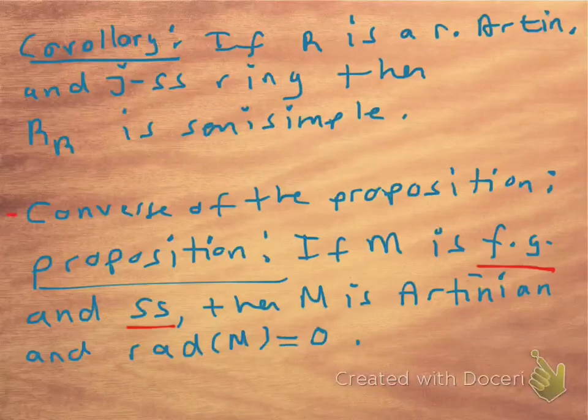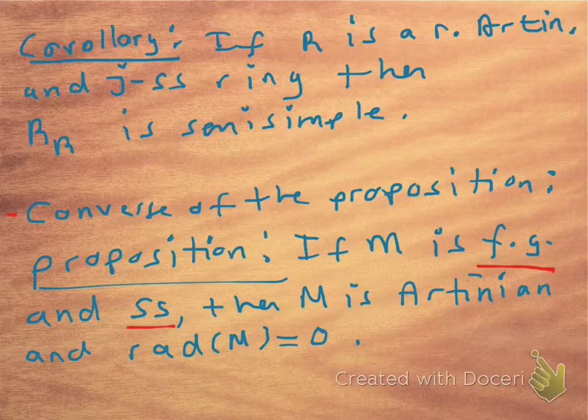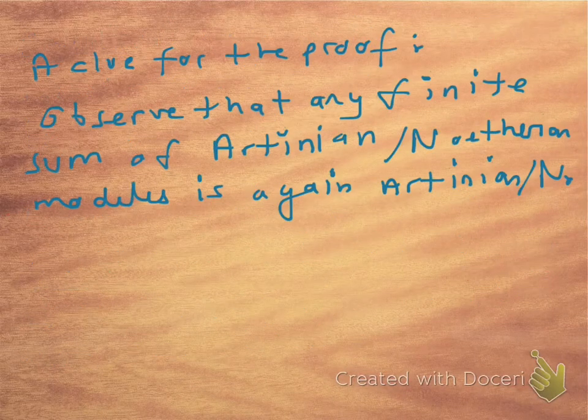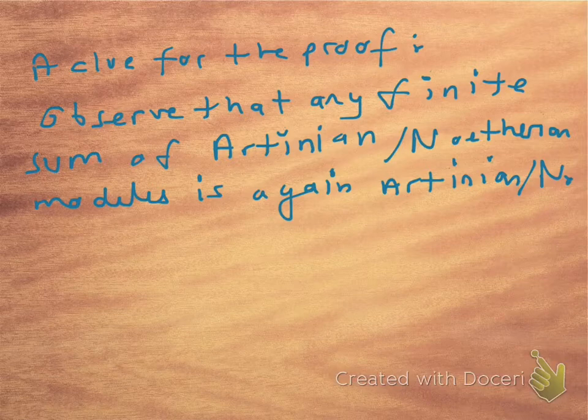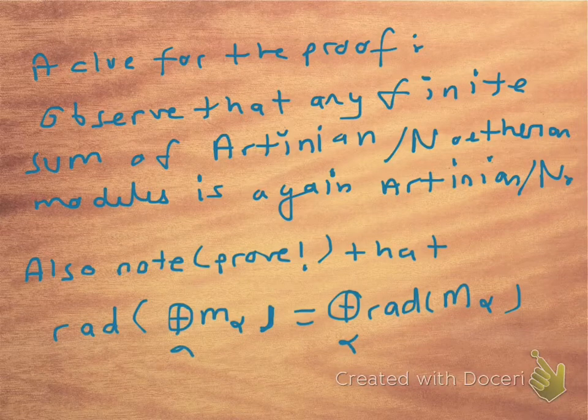To prove this statement, namely that finitely generated and semisimple modules are Artinian and Jacobson semisimple, first observe that any finite sum, not necessarily direct, of course, just any finite sum of Artinian or Noetherian submodules of a module is again Artinian or Noetherian. It's a fun exercise to prove. Now this, along with the fact that the radical can be distributed over a direct sum, will establish the proof.